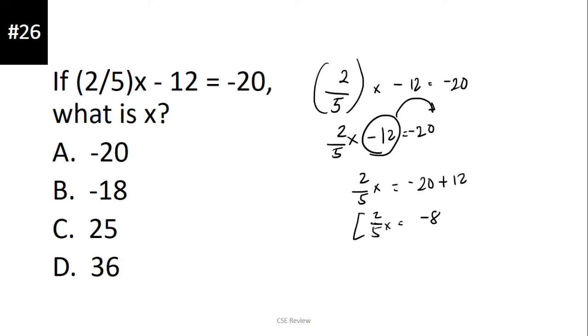And then, i-multiply lang natin siya sa reciprocal or ilipat natin muna sa 5 muna. So, times 5, both sides, makakancel itong 5 na to. 2x is equal to negative 40. I-divide mo siya by 2. X is equal to negative 20. The answer is letter A.